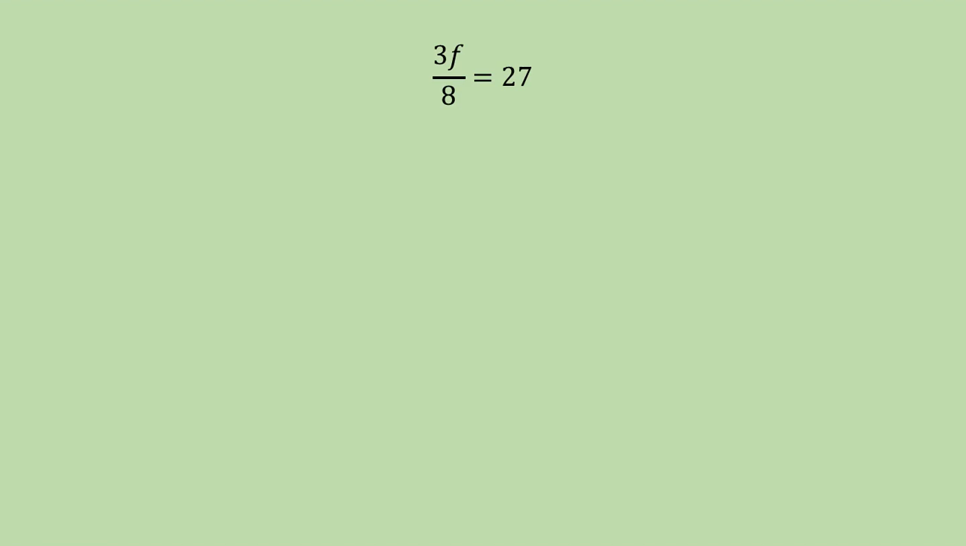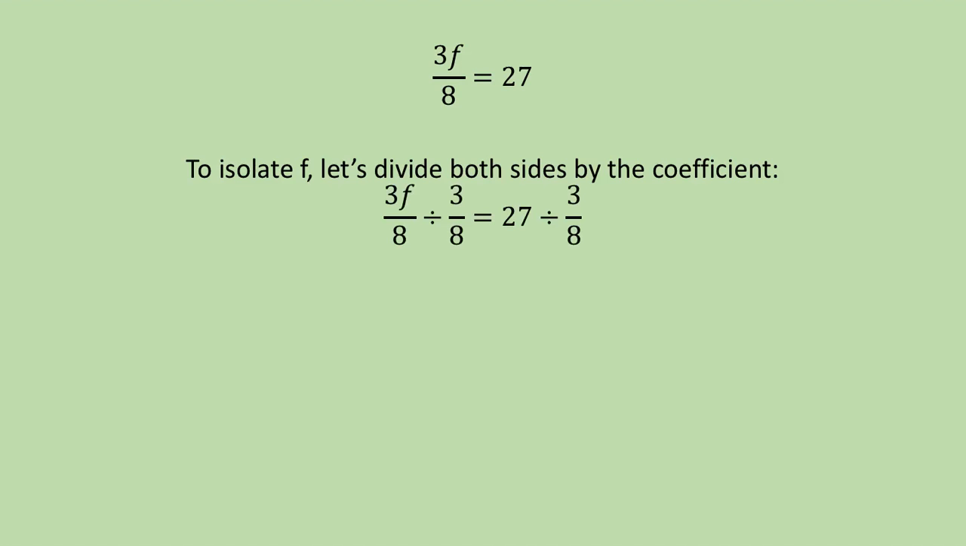Let's say you've got this equation, 3f over 8 equals 27. Now there is a way you could deal with this through cross multiplication, but for now I just want to think to myself, okay, I want to isolate f. And the way you isolate a variable in a case like this is you just divide it by its coefficient. So it helps to know what the coefficient is here. Remember, 3f over 8 is the same thing as 3 over 8 times f. We just saw that before.